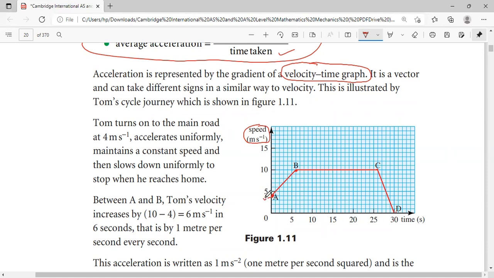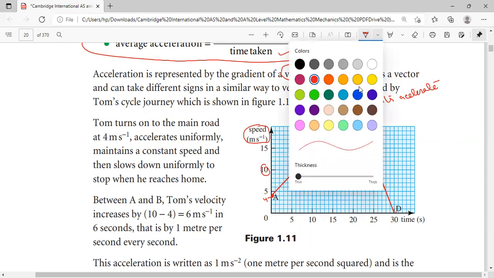It was 4. At point B, if you see, what is its speed? 10. So from A to B, the speed was increasing. Definitely, when the speed was increasing, it means it is accelerating. So you can say from A to B, it accelerates. And how much does it accelerate? How can you find it? With the help of the gradient of this line. And you know how you can find the gradient?